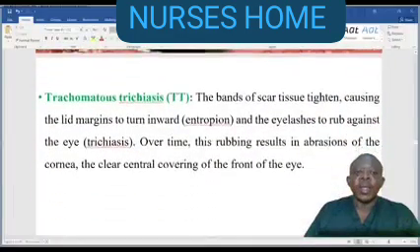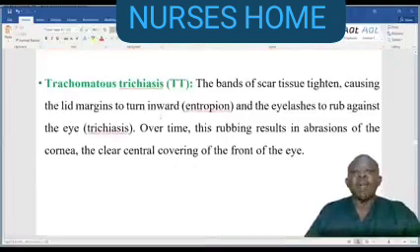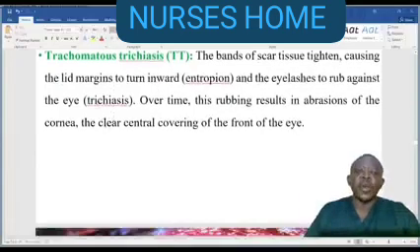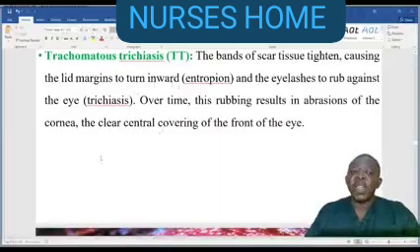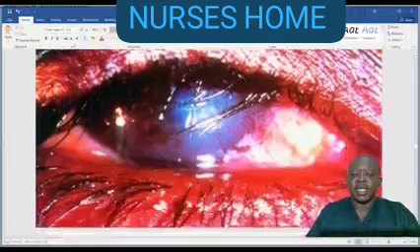Then the next part is trachomatous trichiasis. The bands of scar tissue tighten, causing the lid margins to turn inward. When they turn inward, that is what we call entropion, and the eyelashes rub against the eye. That is what we call trichiasis. Over time, this rubbing results in abrasion of the cornea, the clear central covering of the front of the eye. So after the scarring, you start seeing the bands of scar tissue that tighten, and we see entropion. Entropion results in trichiasis, the rubbing of the eyelashes on the cornea, irritating the cornea.